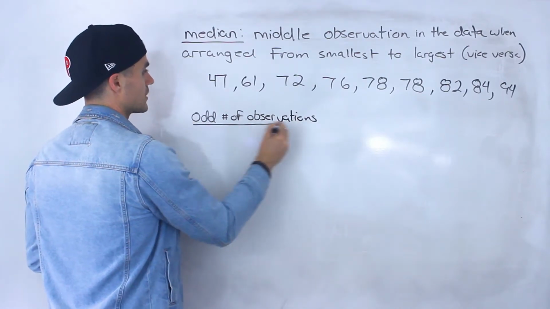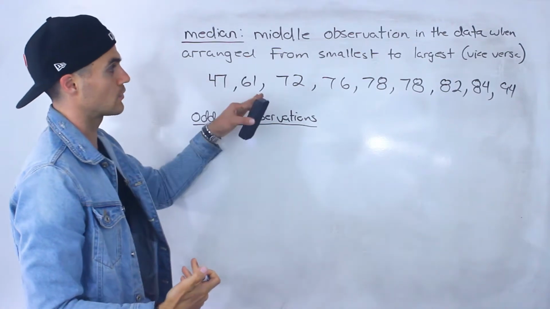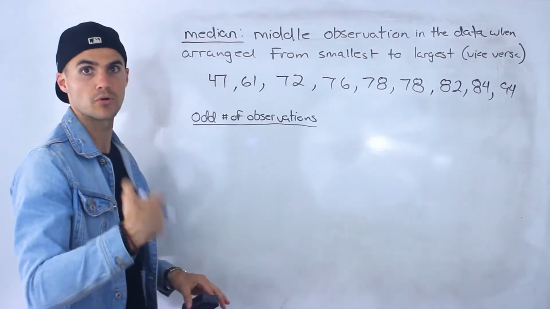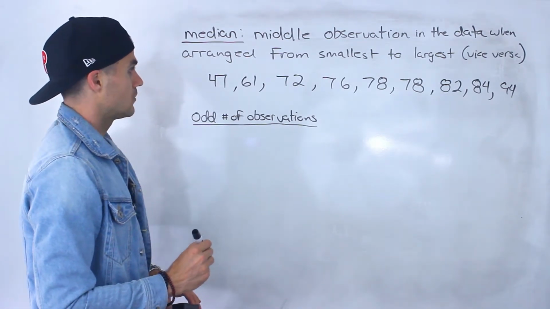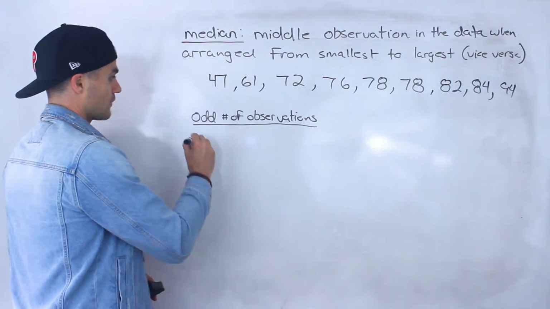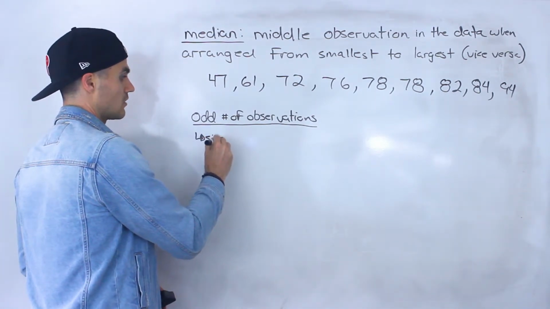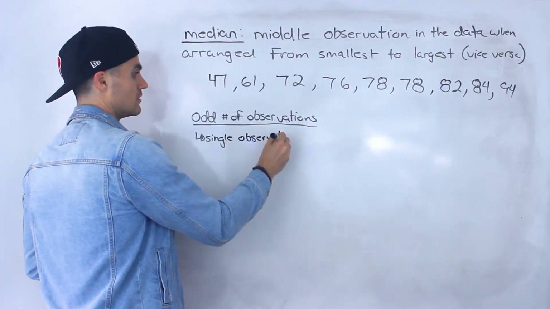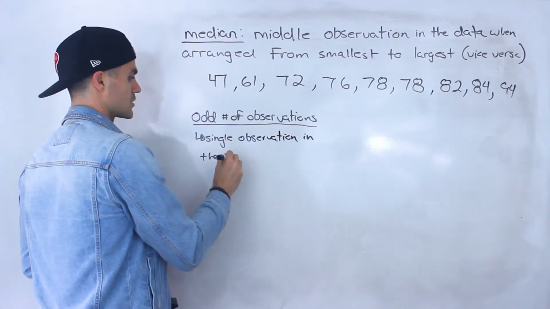And then there's also going to be a case with an even number of observations. And what I'm going to do is add another mark to the data and show you how the median will change in the process of finding it, how it'll be a little different. Now, with an odd number of observations, it's nice because it's just the single observation in the middle position.